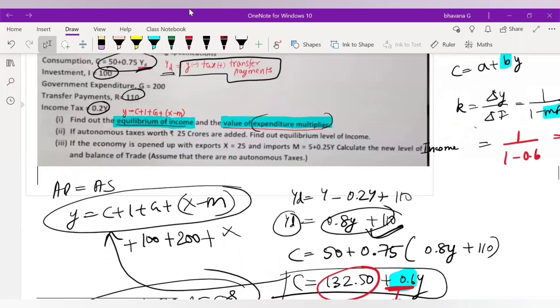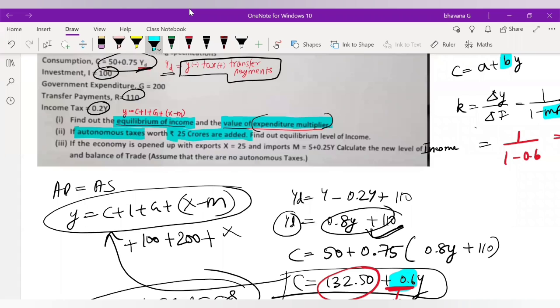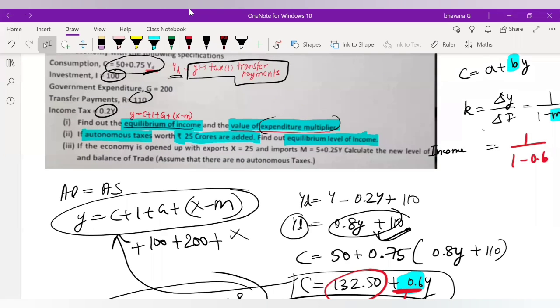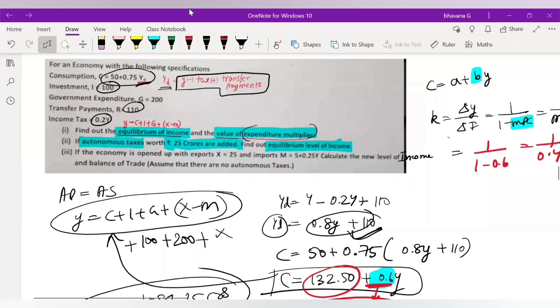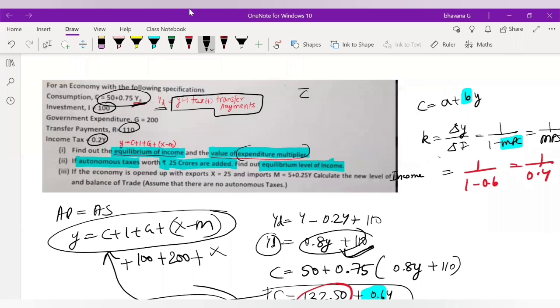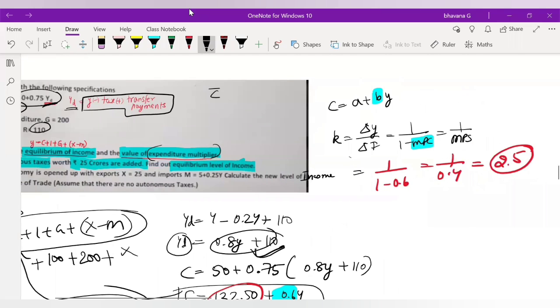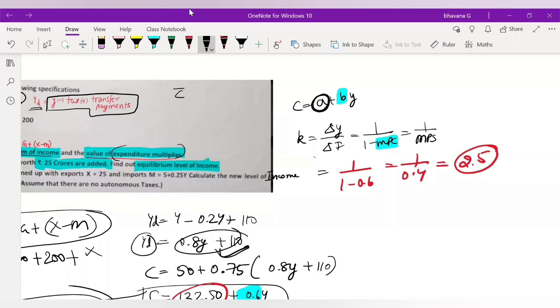Okay, so next they have told you to find out, if autonomous taxes worth 25 crores are added, the equilibrium level of income. So here, what are autonomous taxes worth 25 crores? You would have heard something known as autonomous consumption, right? Here this A is nothing but your autonomous consumption only.